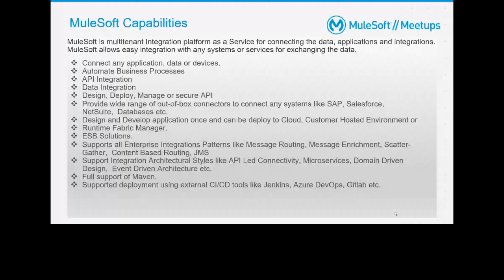It also supports all the integration patterns like message routing, message enrichment, scatter-gather, content-based routing, and JMS. With JMS, it also comes with request-reply pattern, reliability pattern, guaranteed delivery, and persistent delivery. It also supports integration architecture styles like API-led connectivity, microservices, domain-driven design, and event-driven architecture. It has full support for Maven, so you can manage the full life cycle of deployment using Maven for a MuleSoft application. It supports deployment using external tools like Jenkins, Azure DevOps, CircleCI, GitLab, and GitHub Actions.